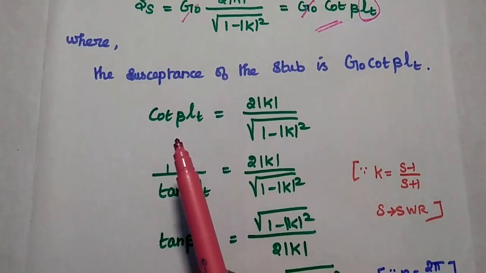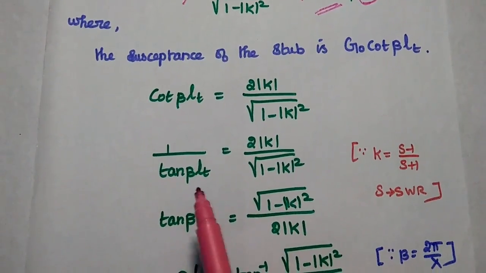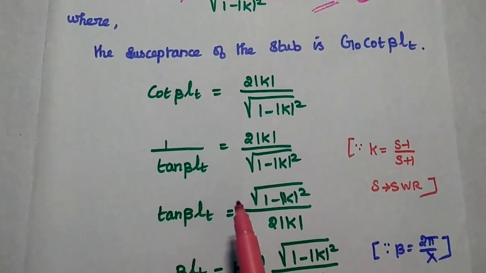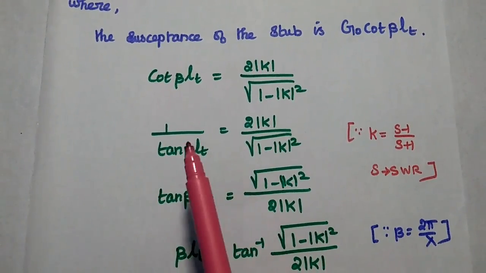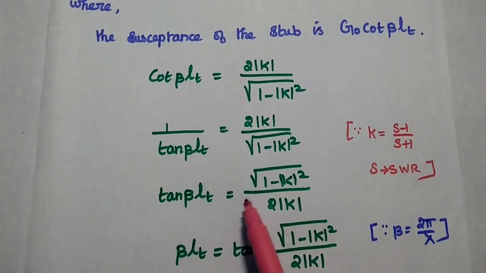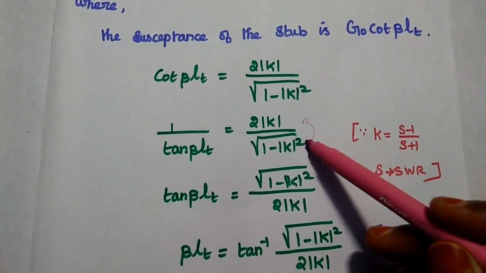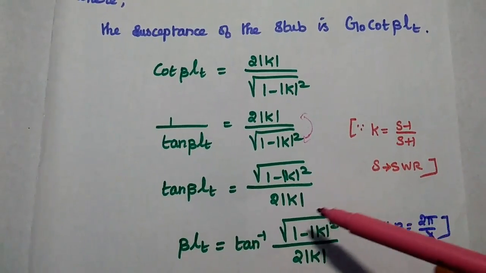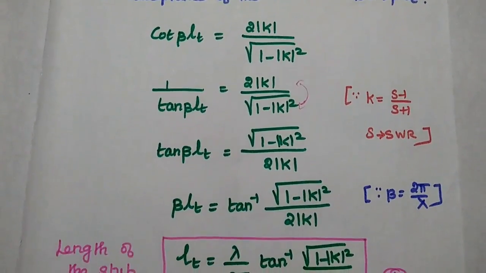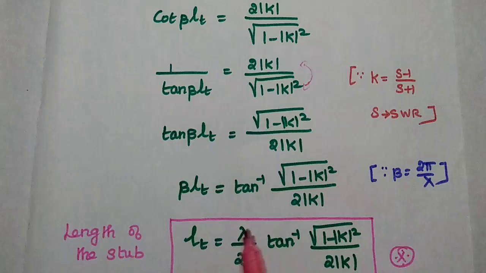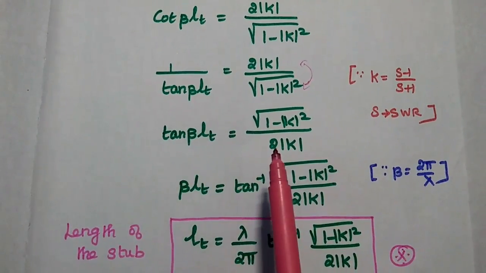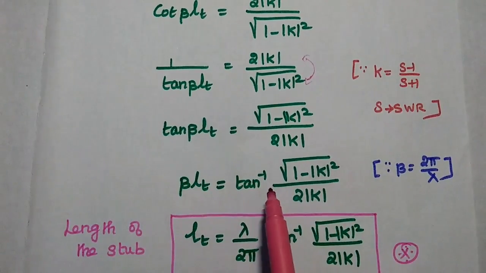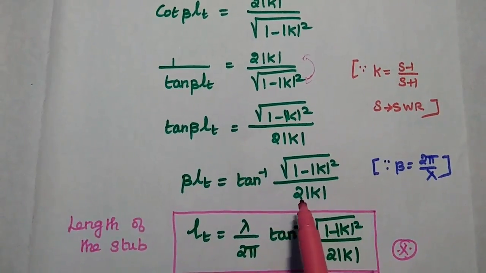Okay. So cot is nothing but 1 by tan beta LT. So we are going to find out the value of this LT, right? So we have to take the reciprocal term on both the sides. Then this term can be written as tan beta LT is equal to, here we can simply take the reciprocal, square root of 1 minus k squared by 2k. Do you all understand this concept? So from this we can get the value of this LT. So here we can move this tan to this side as tan inverse. So beta LT is equal to tan inverse of square root of 1 minus k squared by 2k.